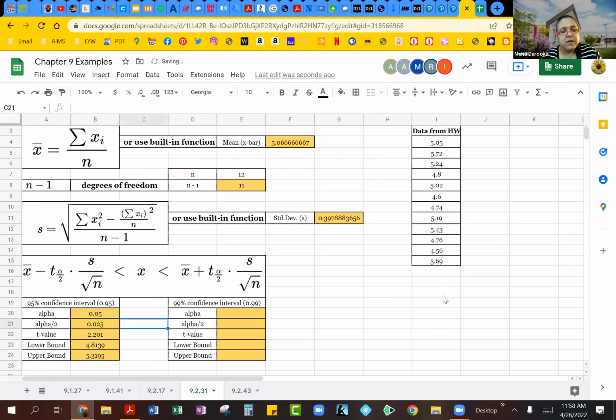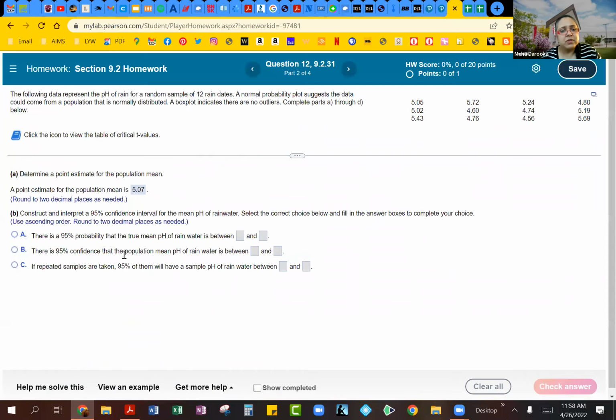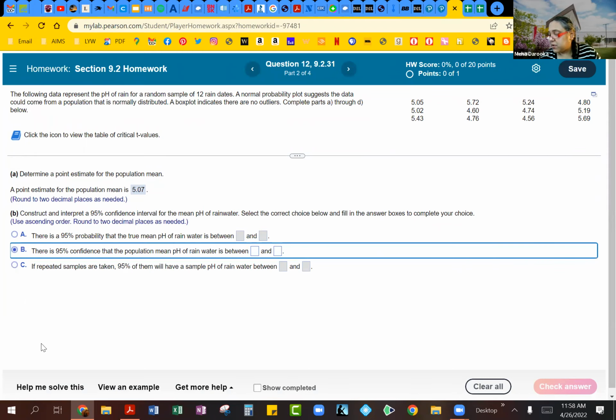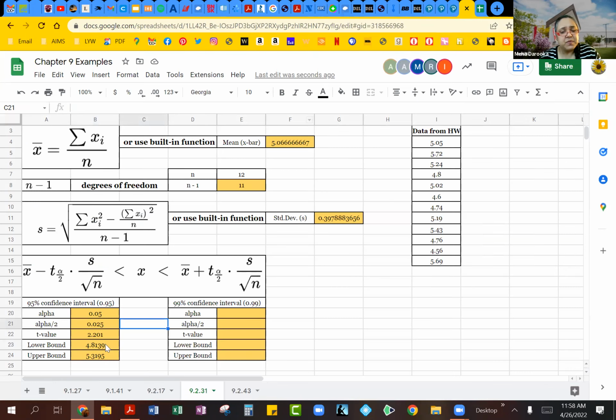There we go. So let's see what our rounding rules are over here. Obviously, guys, you are still calculating a 95% confidence interval, which means you are still going to say there is a 95% confidence that the population mean pH water will be between, and they want this to 2 decimal places, 4.81 and 5.32, because that 9 will make the 1 go up. So 4.81 and 5.32.